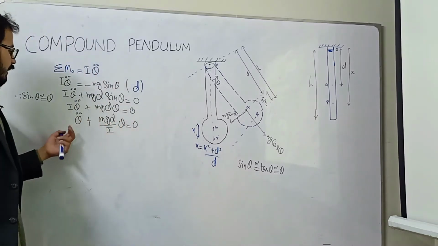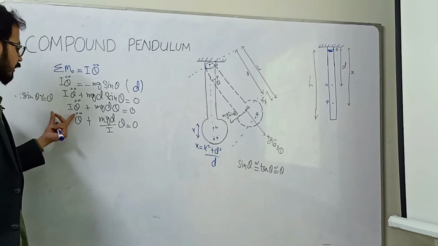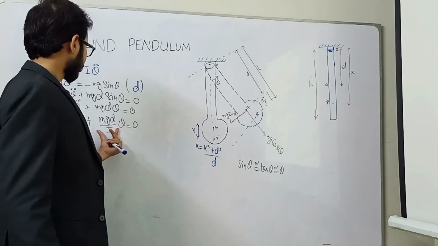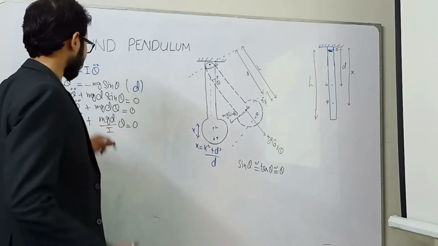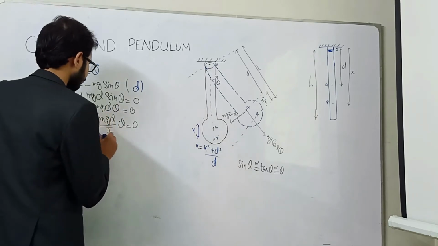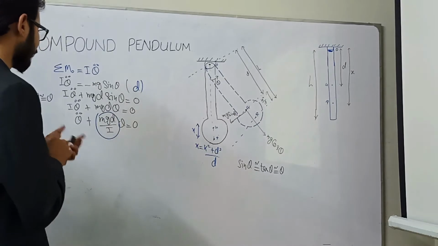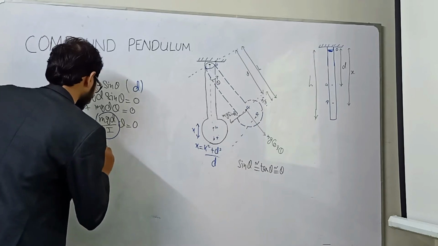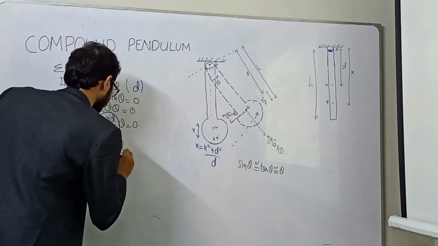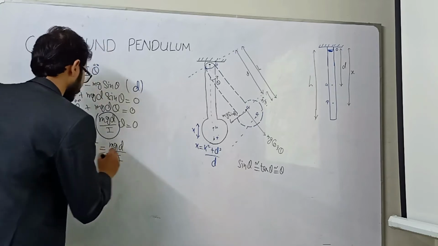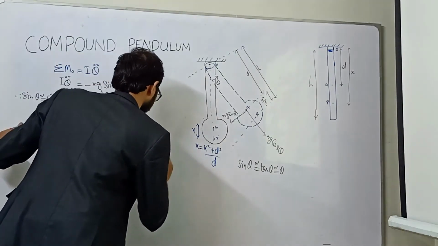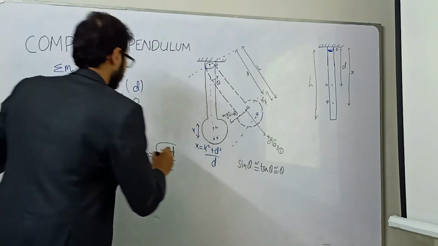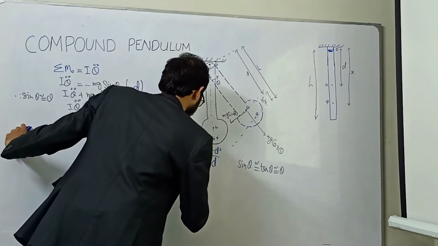Here again we have divided the inertia term throughout the equation, and this whole expression with the theta term, what is this? It is the square of angular frequency. So we have omega n square is equal to mgd divided by I, or omega n is equal to the square root of mgd divided by I. Units will be radians per second.